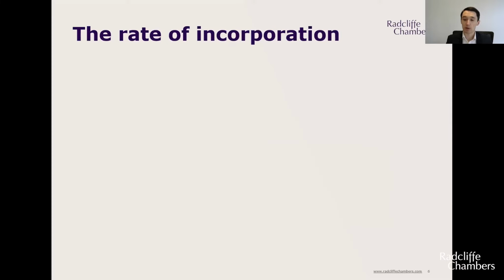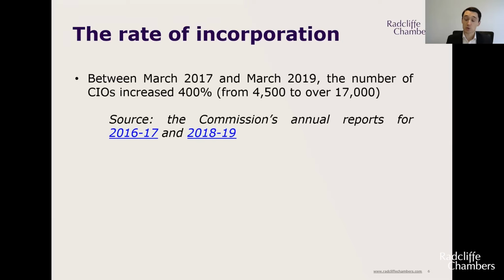But moving a little closer to our topic, why am I talking to you about incorporation today? Well, the short answer is that the numbers appear to show that incorporations are on the rise. For example, between March 2017 and March 2019, the number of registered CIOs increased by about 400%, from about 4,500 to about 17,000. However, over the same period, the overall number of charities stayed almost exactly the same. In other words, it appears that the percentage of incorporated charities as a whole is increasing.